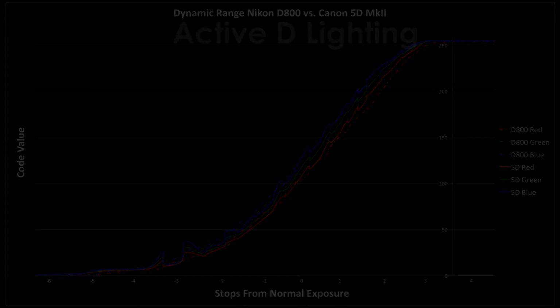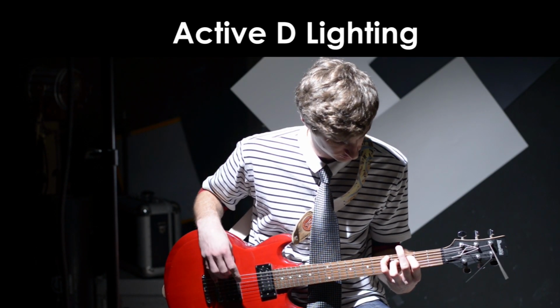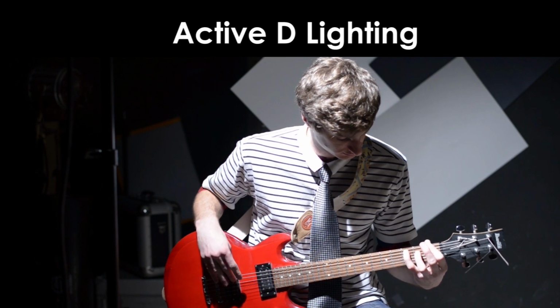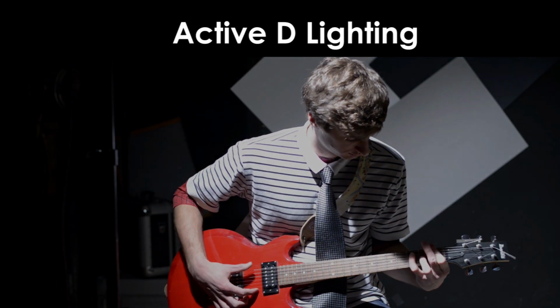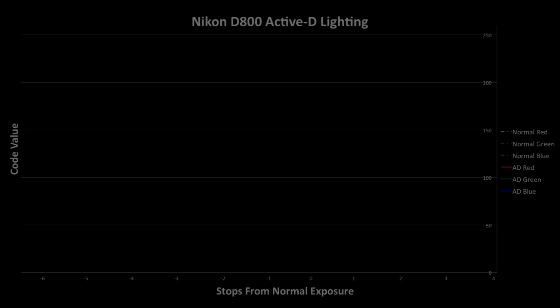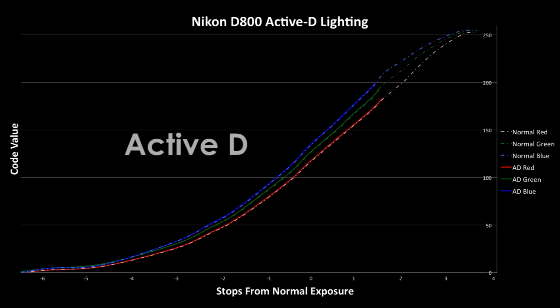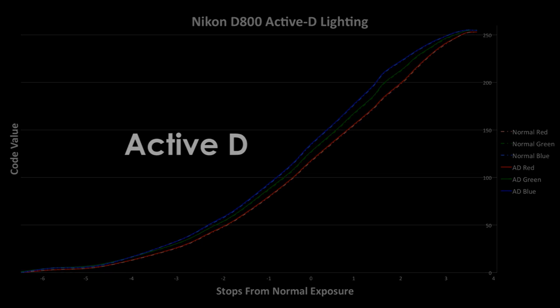We tested a unique feature on the D800 named Active D-Lighting. The intent of this function is to attempt to preserve detail in both highlights and shadows in high contrast situations. This is the plot we created. There is no significant difference when using this feature under normal exposure.